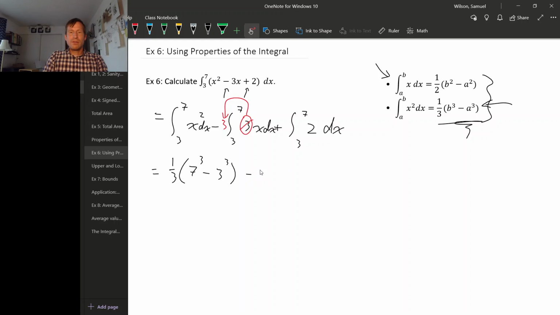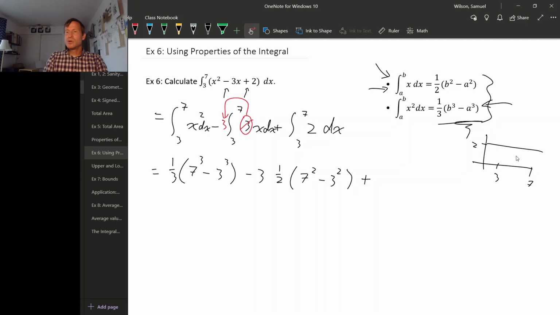Minus 3 times, and now we can use this first integral formula. We get 1/2 times your top bound, which is 7 squared, minus the bottom bound, which is 3 squared, plus, for this last integral, I don't have an integral formula written down for it, but if we interpret this as an area, this is from 3 to 7, and it's the constant function 2. So this is a rectangle that's 2 high and 4 wide, and so that area is going to be 8, 2 times 4.